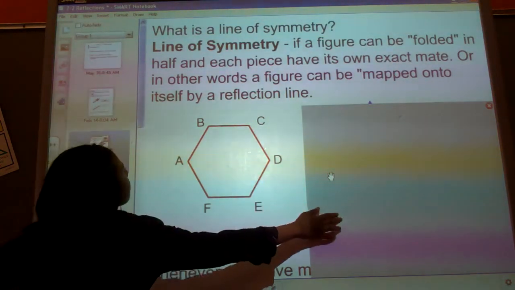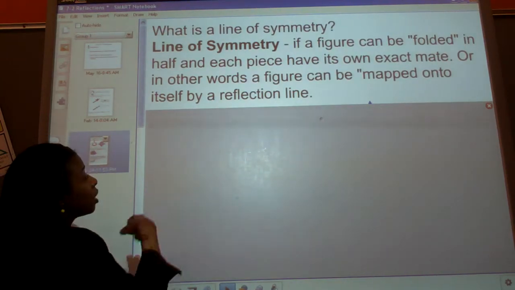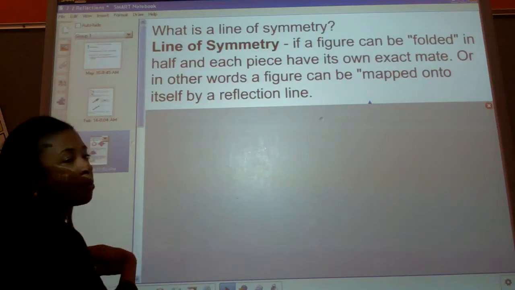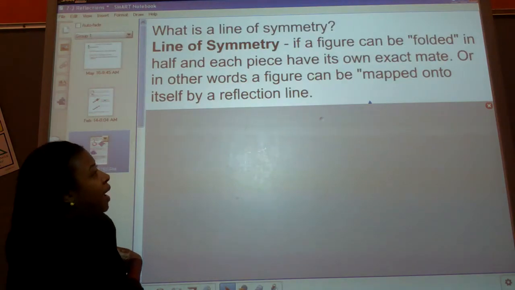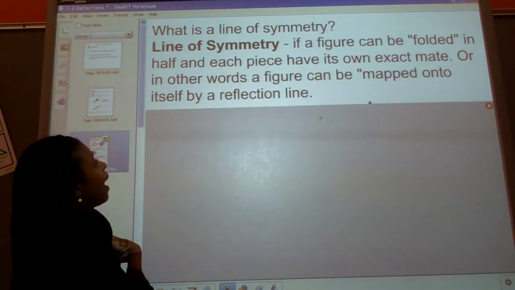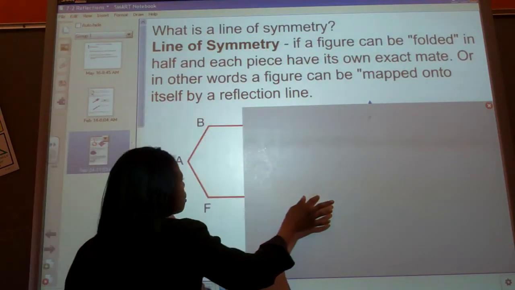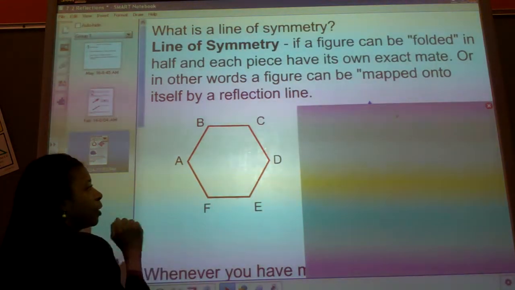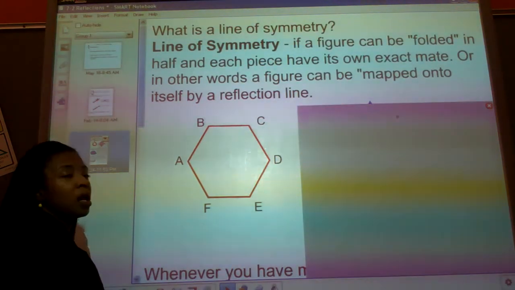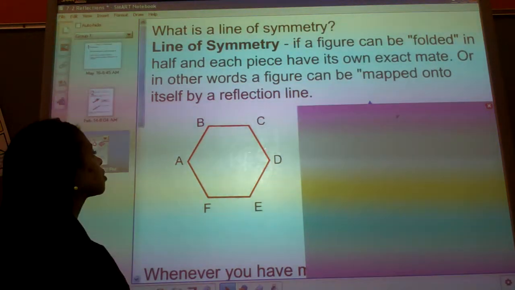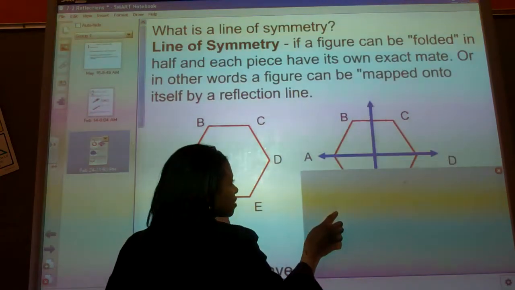Next item of business. If I have here a line of symmetry, we're talking a little further about it. Again, as I stated, a line of symmetry is a figure that can be folded in half, and each piece has its own exact twin or mate. Or in other words, a figure can be mapped, we talked about the word mapped, or moved onto itself by a reflection line. So let's say, for example, I have this shape here, this figure, A, B, C, D, E, F. Let's say I want to reflect it over itself and look at the lines of symmetry.